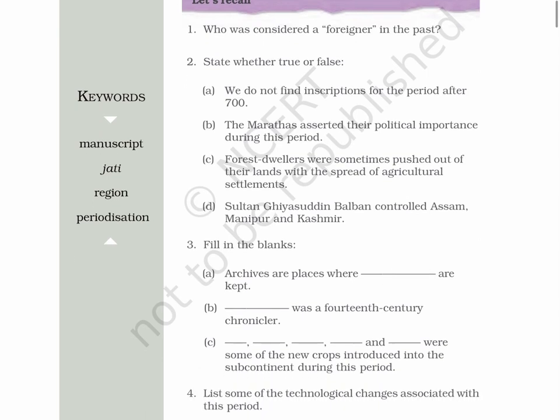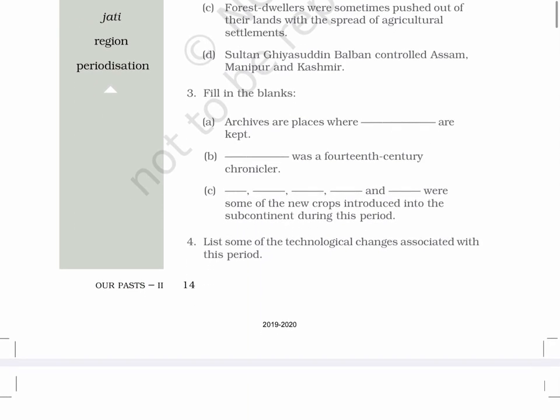3. Fill in the blanks. A. Archives are places where blank are kept. B. Blank was a 14th century chronicler. C. Blank and blank were some of the new crops introduced into the subcontinent during this period. 4. List some of the technological changes associated with this period.